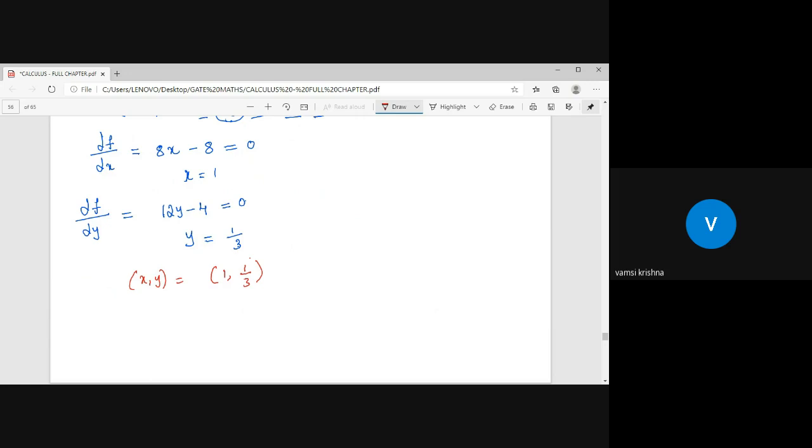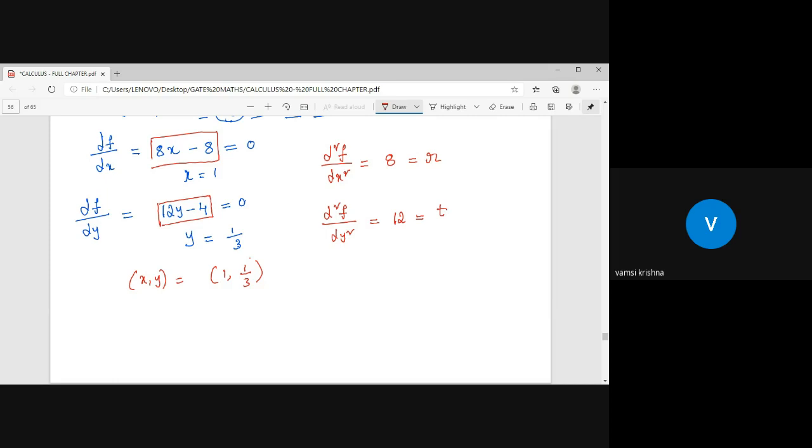Second order partial differentiation. Sir, actually your dou f by dou x is ready here. So just observe this dou f by dou x and let us take dou square f by dou x square. If you take dou square f by dou x square, 8x minus 8, it will be simply 8. And this is my r. Let me say it as r according to the method. And dou square f by dou y square: your dou f by dou y is ready here, so let us differentiate. It's simply 12. So this is my t.